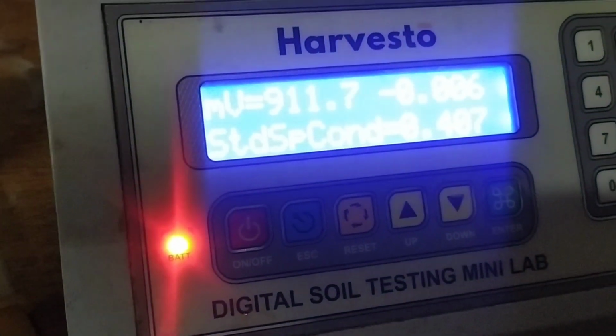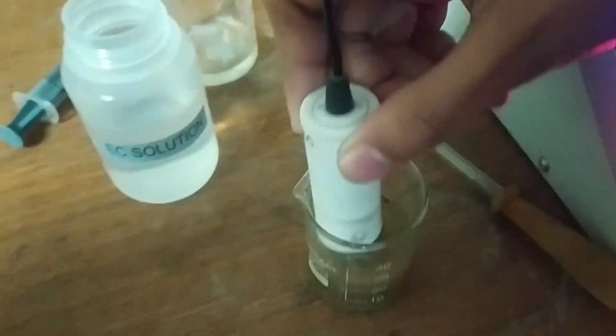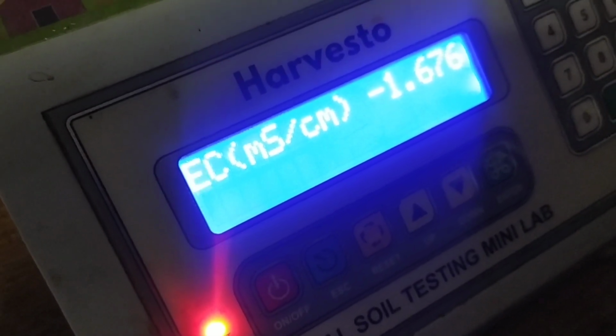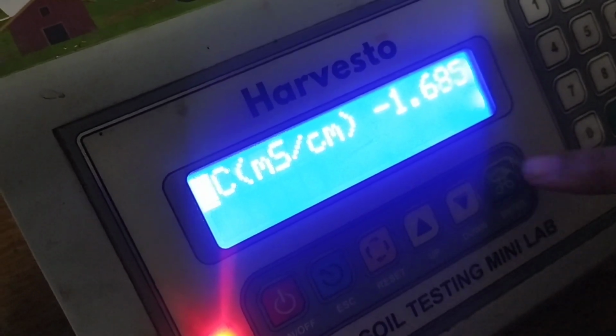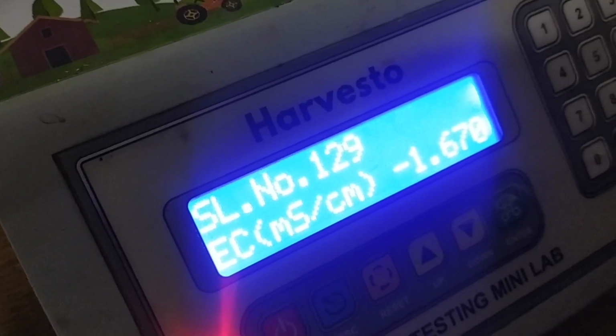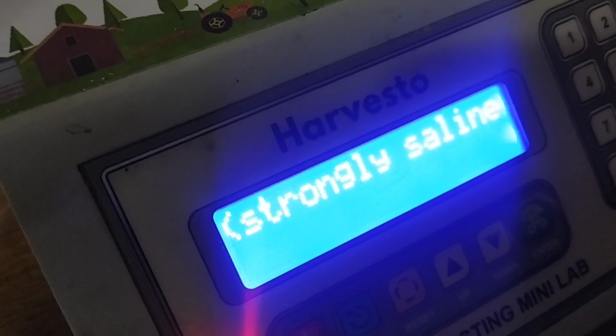So here we can see the value of standardized conductivity. To find the EC of the sample, we will put it into the soil sample. Enter the code number. Here we can see the value of electrical conductivity. That is minus 1.670. It is strongly saline.